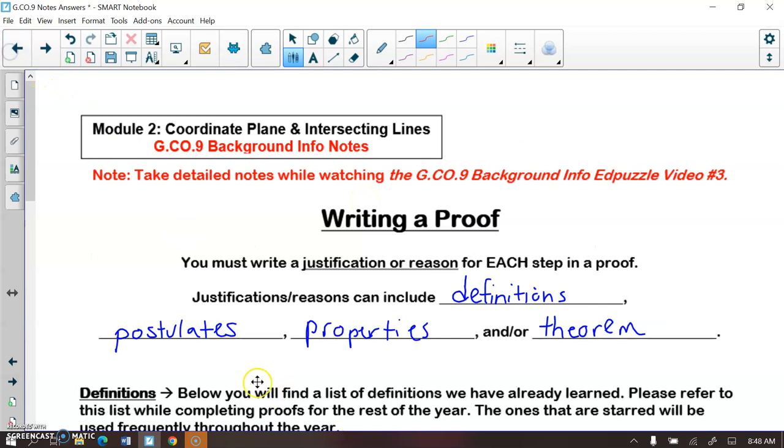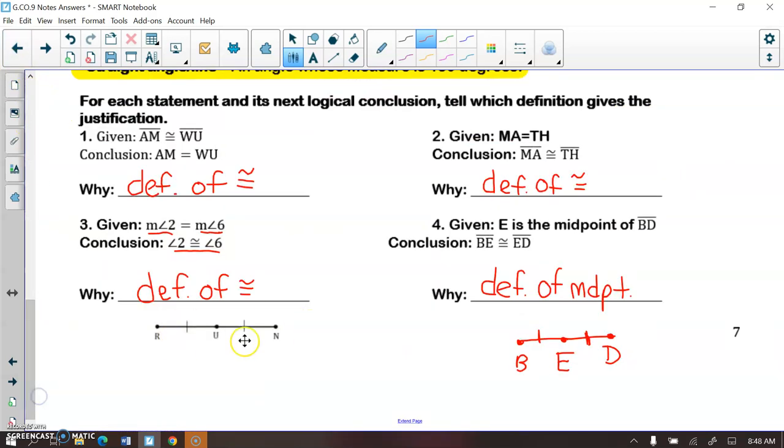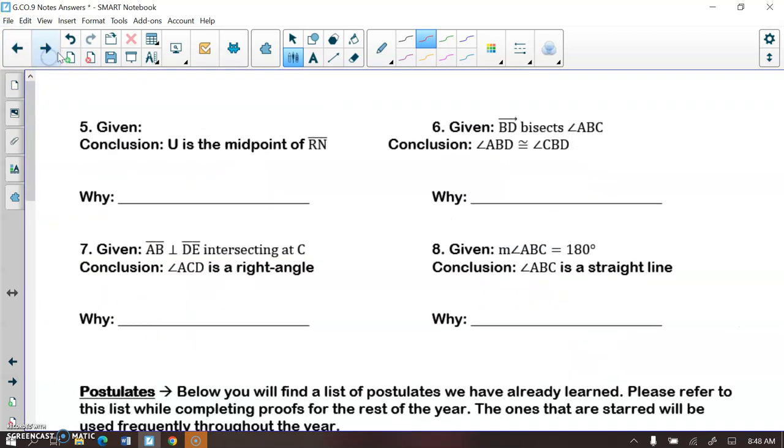The picture that you saw on this page, which is fixed on yours, is the one that's for the next one. So we are given that RU and UN are congruent on this diagram, and we are saying that U is the midpoint of RN. That's also the definition of the midpoint. A midpoint is something that cuts a segment into two congruent segments.